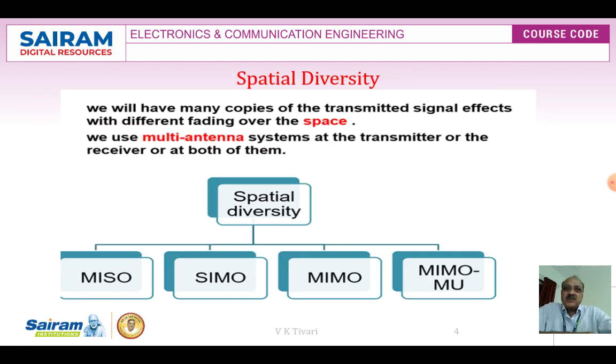What do you mean by spatial diversity? You can see that it has MISO, SIMO, MIMO, and MU-MIMO. You can understand these as multiple input single output, single input multiple output, multiple input multiple output, and multiple input multiple output multiple users. So we have spatial diversity in four categories.